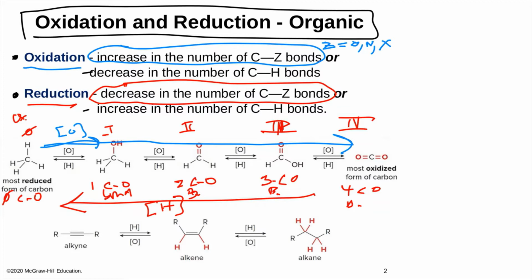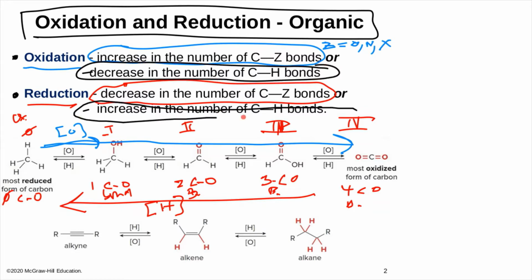Let's look at the second definition of reduction and oxidation, okay? So instead of defining oxidation and reduction as the number of C-Z bonds, whether it increases or decreases, we can also take a carbon and look at the number of C-H bonds a carbon has, all right? So if we increase the number of C-H bonds, then we must be decreasing C-Z bonds, then we are reducing, and vice versa. So we can also look at the number of hydrogens attached to our carbon atoms, and as they become more, we have the more reduced or saturated form of that carbon.